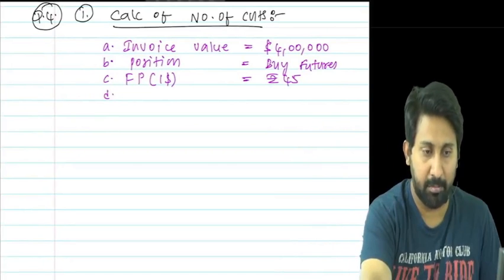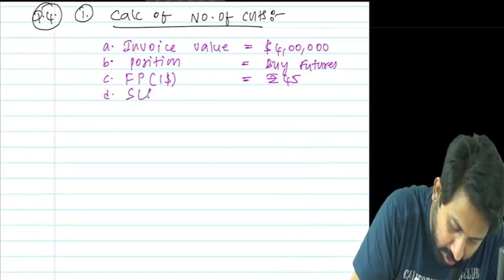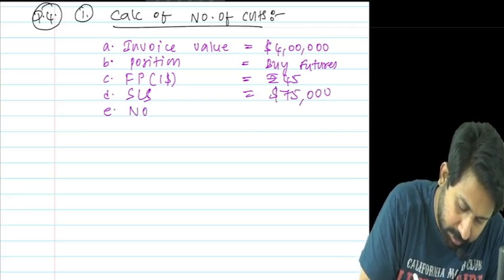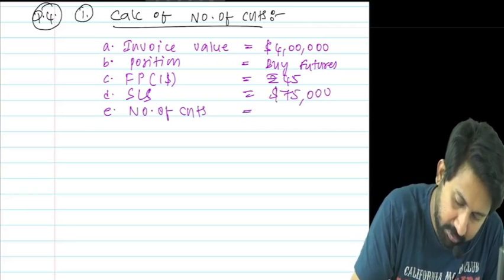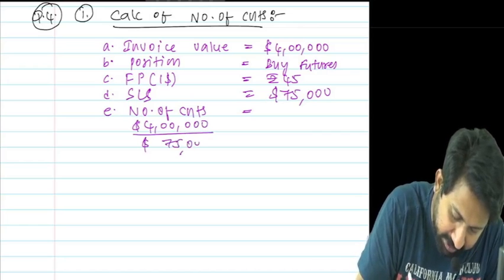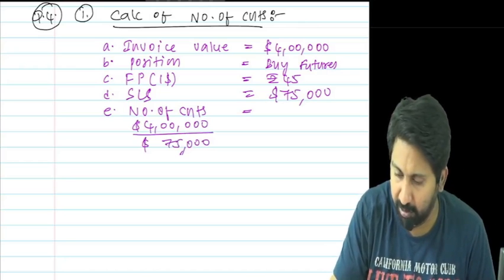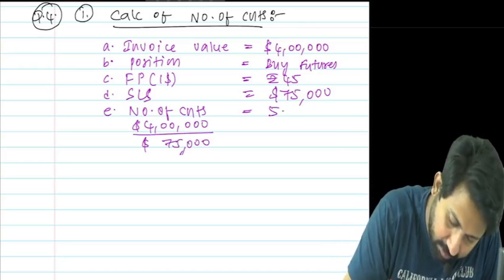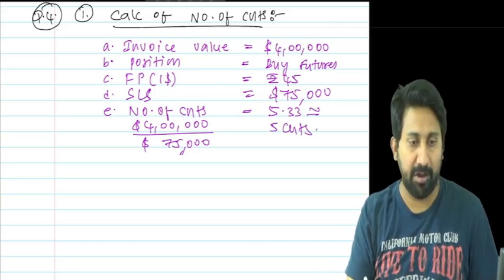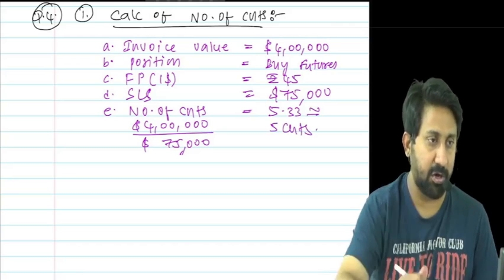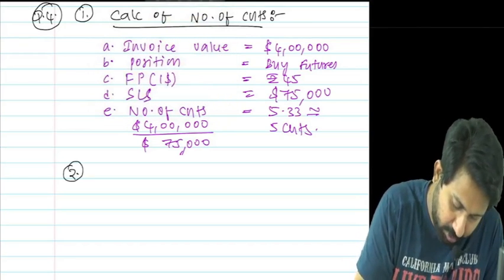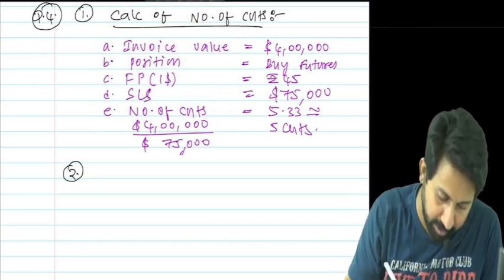So let's go to the next one. Standardized lot size, $75,000. So number of contracts equals 4 lakh dollars divided by $75,000. 4 lakh divided by 75,000 is 5.33, rounded off to 5 contracts. Hope up to here you understood the logic, right? This is the number of contracts. Next, number 2.